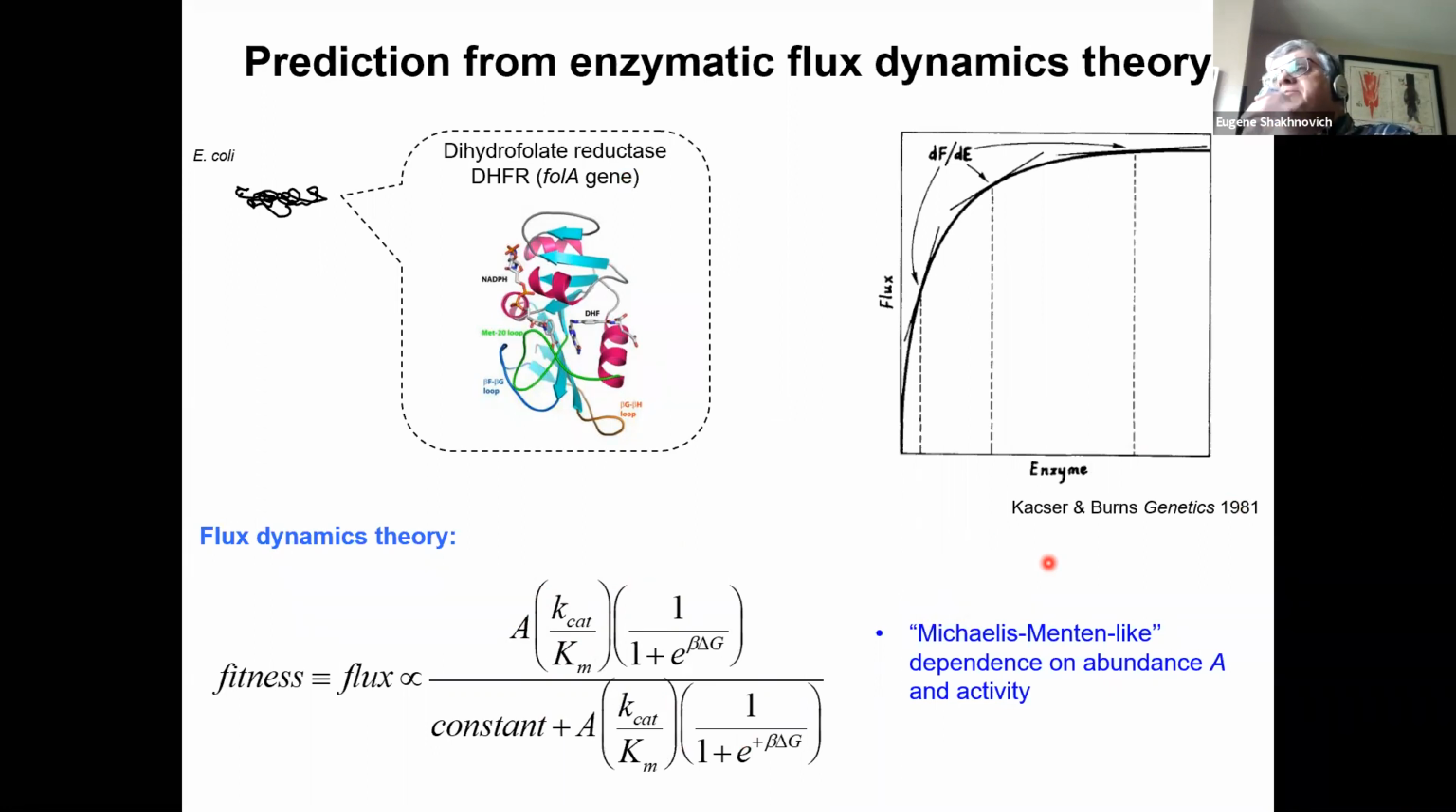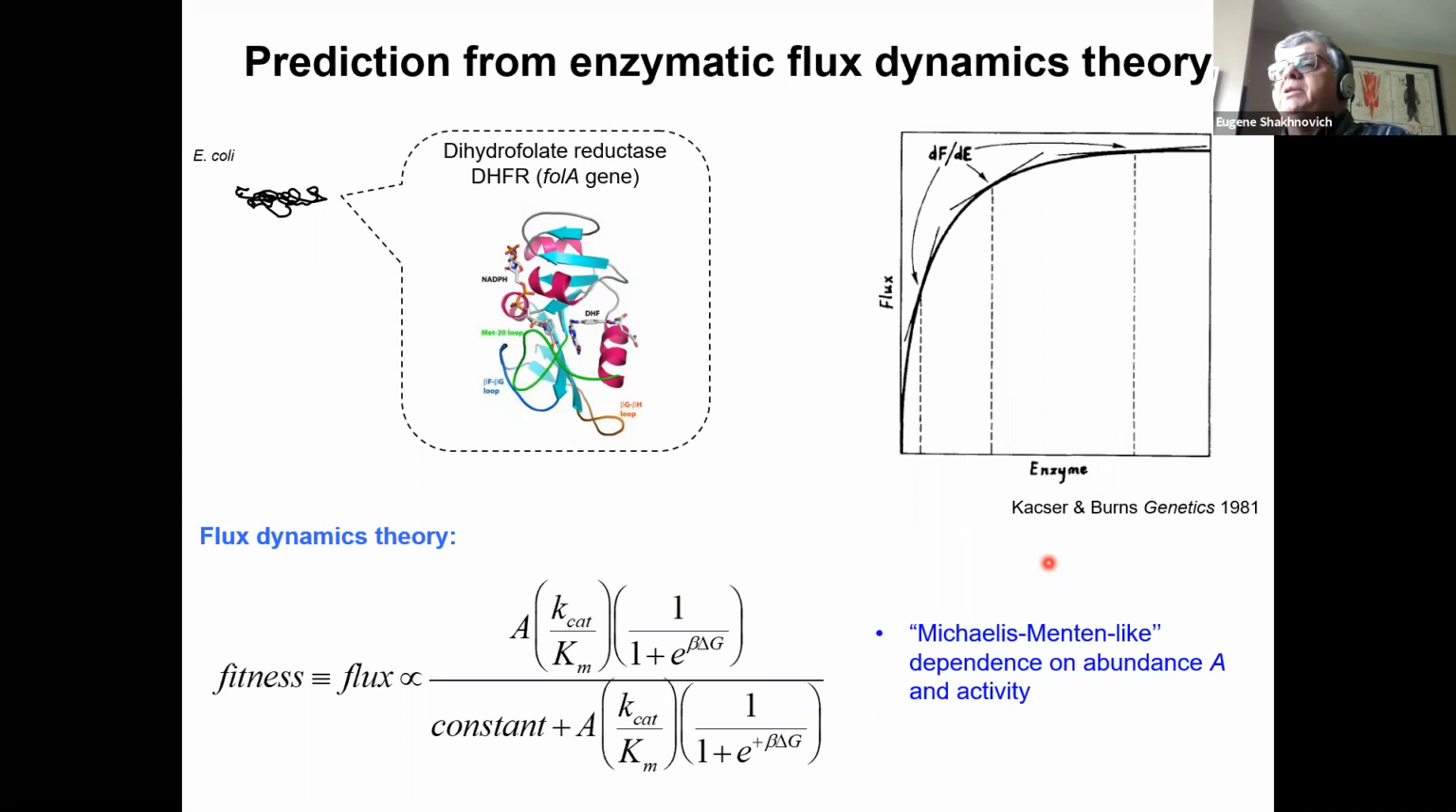And the idea is that the fitness, in this case the growth rate of bacteria, is proportional to the flux through the enzymatic chain. In this case, it's the folate pathway, because dihydrofolate reductase is a part of the folate pathway, which is a one carbon donor for many processes in the cell. And so the flux through this folate pathway, which is about 11 enzymes, is proportional to fitness, the growth rate.